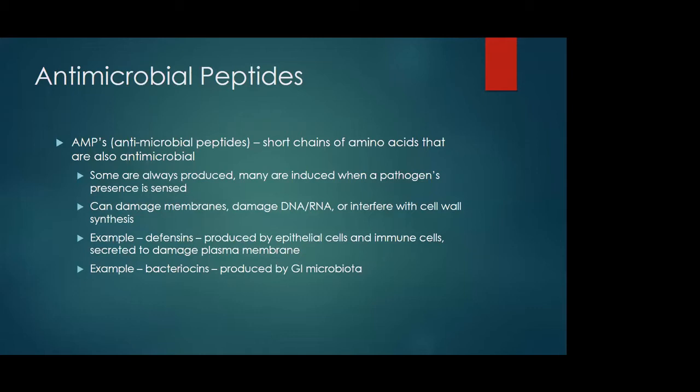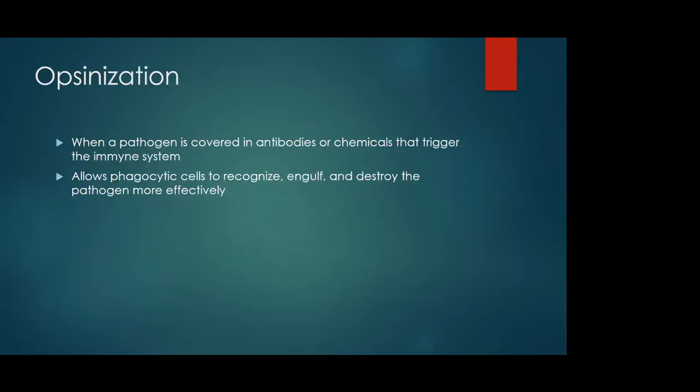They can damage cell membranes, DNA or RNA of a pathogen, or interfere with cell wall synthesis, or making that peptidoglycan. A great example are the defensins produced by our epithelial cells and some immune cells. They're secreted to damage the plasma membrane of a pathogen. Bacteriocins are produced by the good bacteria in your gut that help prevent other gut-dwelling bacteria, aka pathogenic gut bacteria, from taking over.